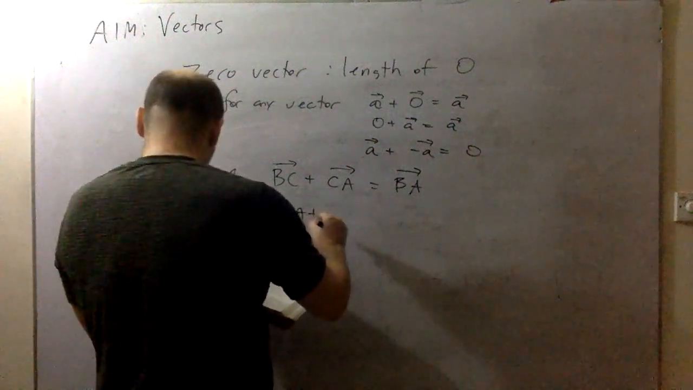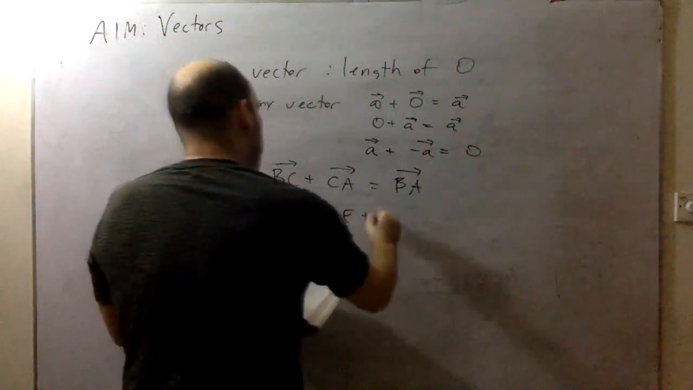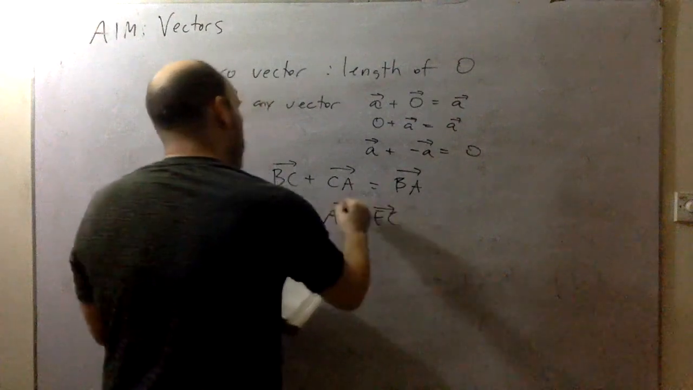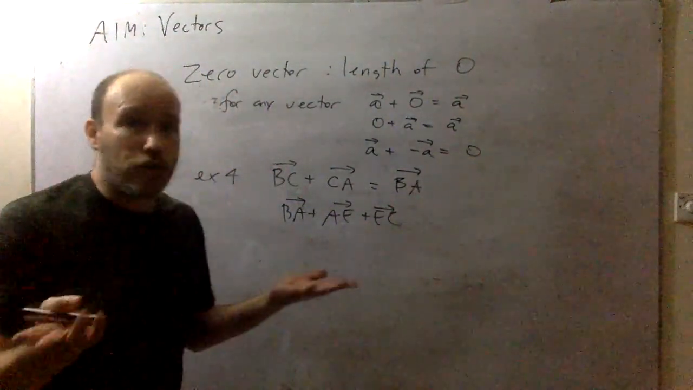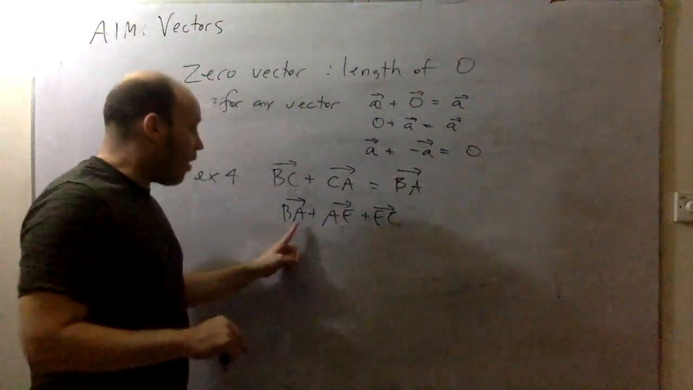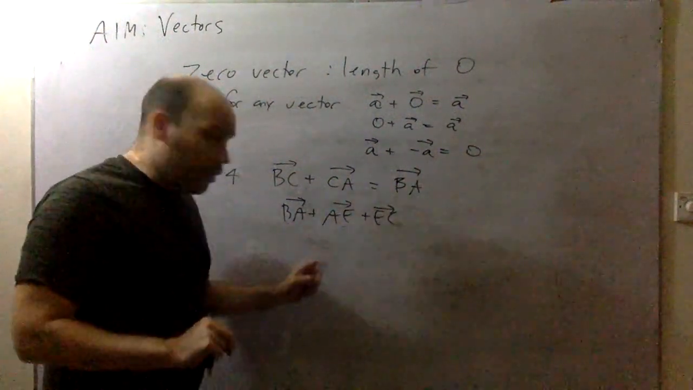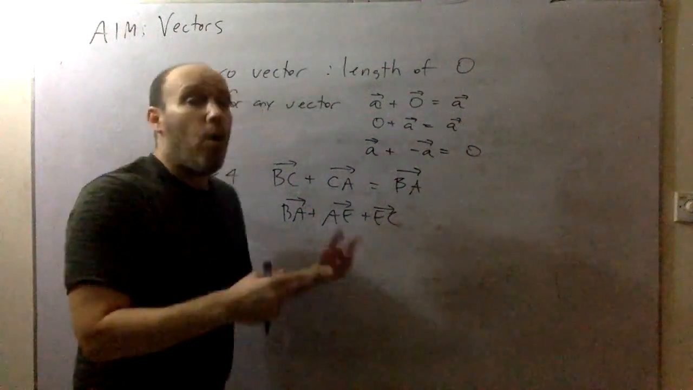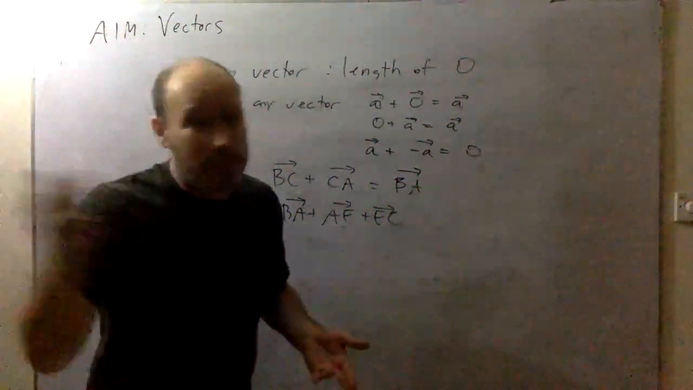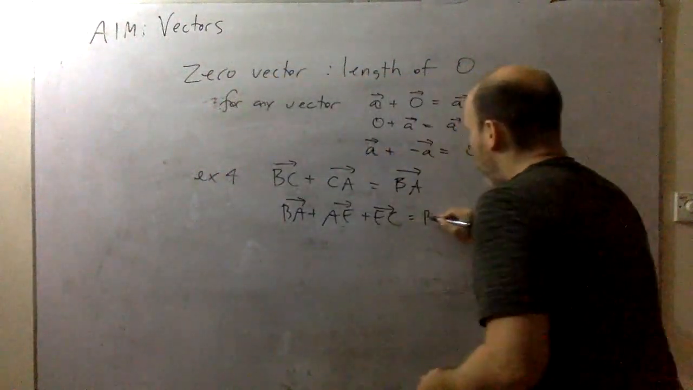BA plus AE plus EC. Well, once again, these are journeys. We start at B and go to A. In the second journey, we start at A and go to E. And in the third journey, we start at E and go to C. What's our displacement? B to C.